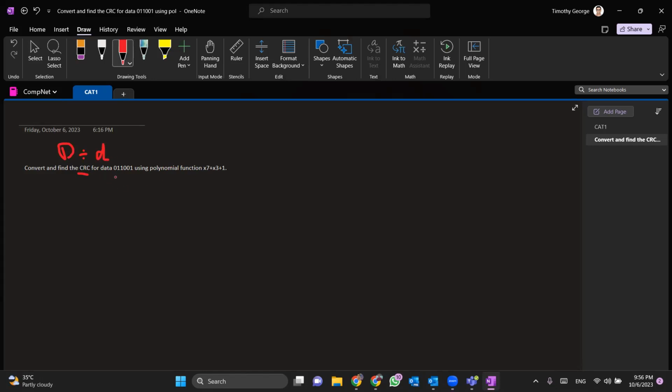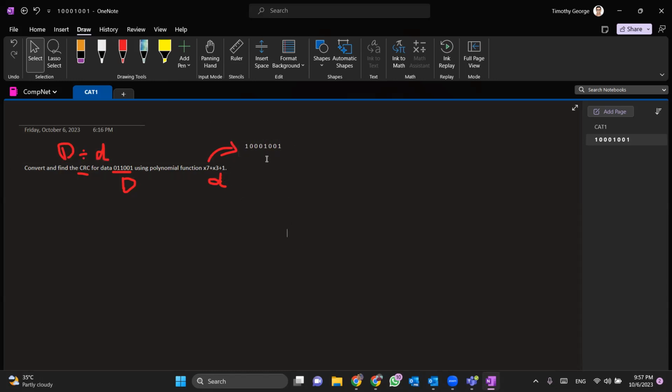And when you're given a CRC question, your data, that is your capital D, is the dividend, and the polynomial function is your divisor. And so the first thing you need to do is convert this into binary format. And the way you do that is, let me just first write it down. So 0, 0, 0, 1, 0, 0, 1. And it's actually pretty easy.